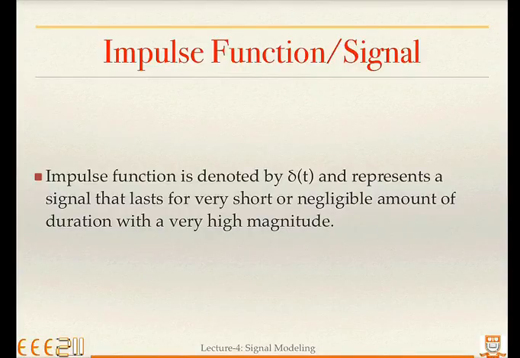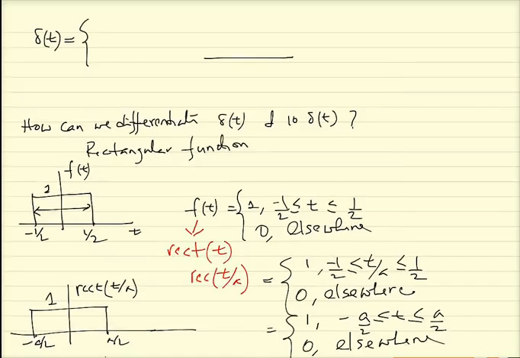So let's try to explain more about this delta t. Delta t is infinity in value when t is equal to 0, and it is 0 elsewhere, that is, when t is not equal to 0.